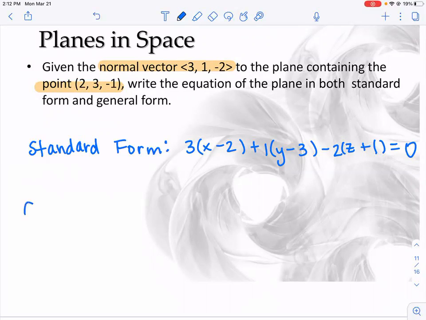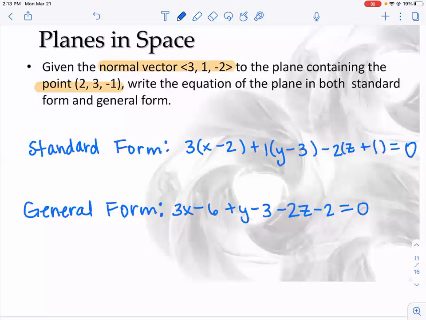If we want our general form, then we're going to have to do a little bit of algebra. We can take the 3 and distribute it, distribute the 1, distribute the -2, and then combine like terms. So we have 3x plus y minus 2z minus 1 equals 0.